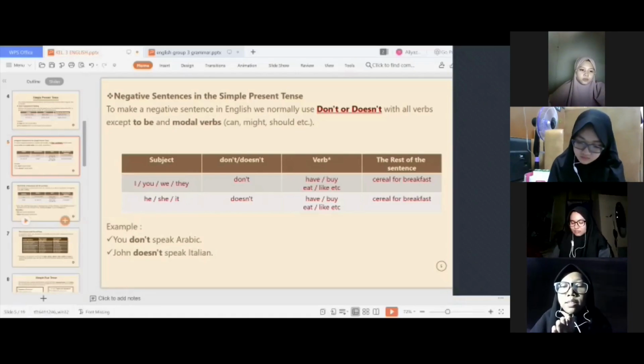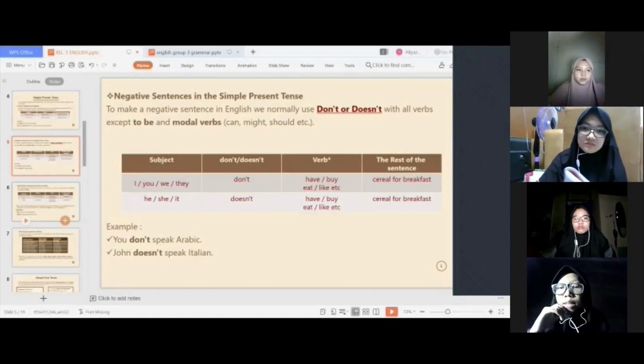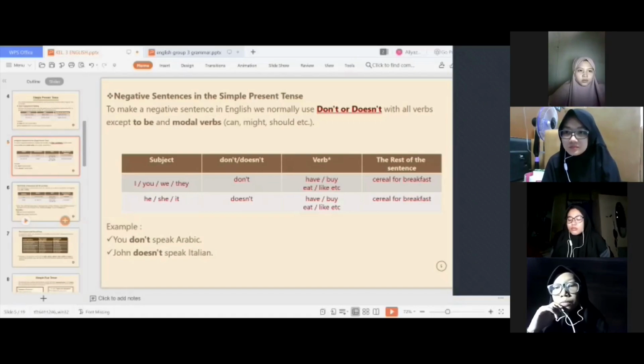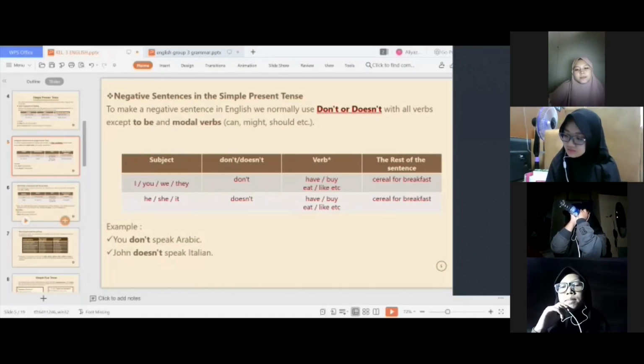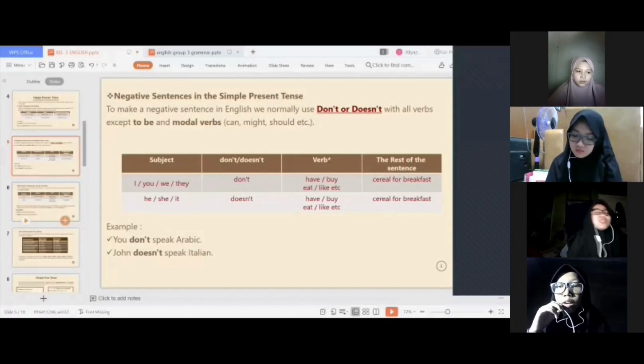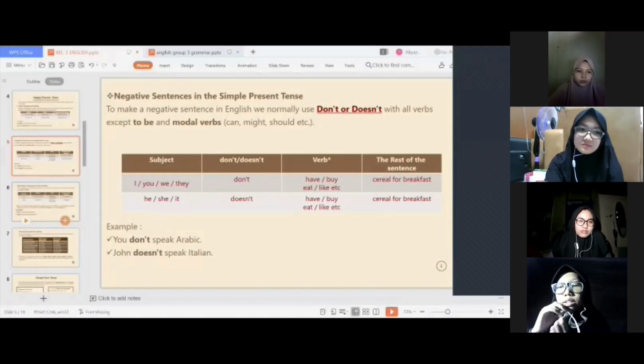So the formula is subject plus don't or doesn't plus verb plus the rest of the sentence. The subject is I, you, we, they. Then don't plus verb plus the rest of the sentence. But if the subject is he, she, it, then doesn't plus verb plus the rest of the sentence. Example, you don't speak Arabic. Subject is you, don't is the auxiliary, speak is verb, Arabic is the rest of the sentence. John doesn't speak Italian. Subject is John, doesn't is the auxiliary, verb is speak, Italian is the rest of the sentence. Next.